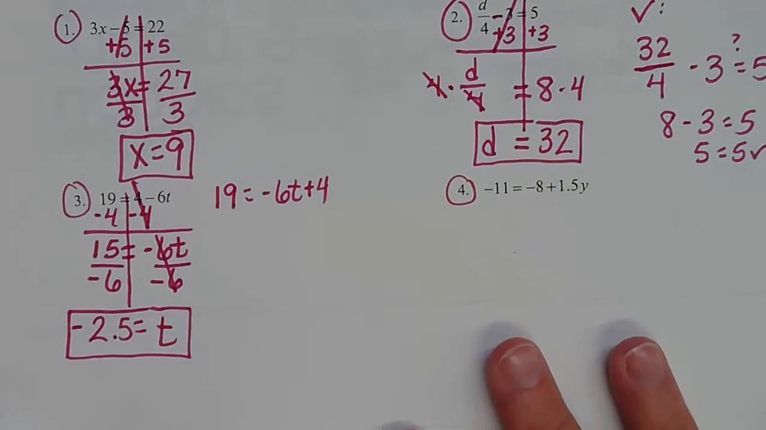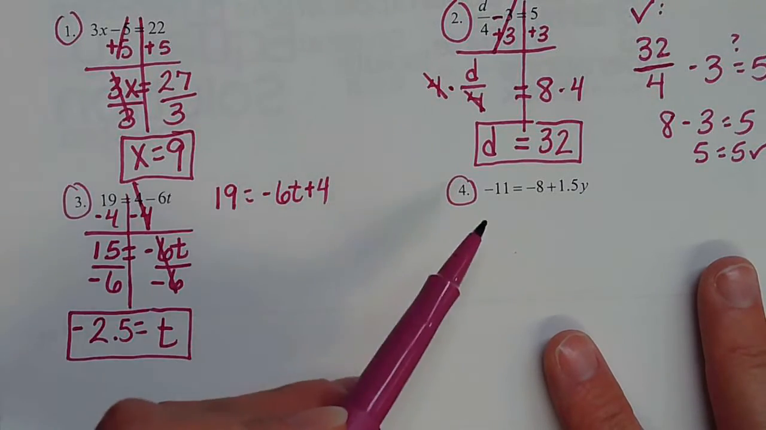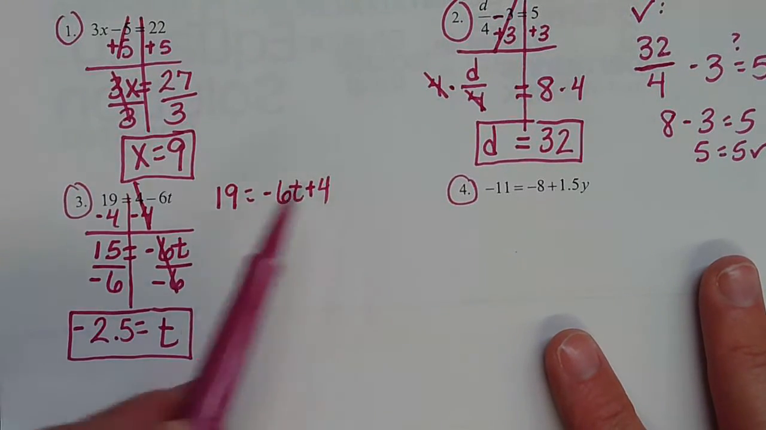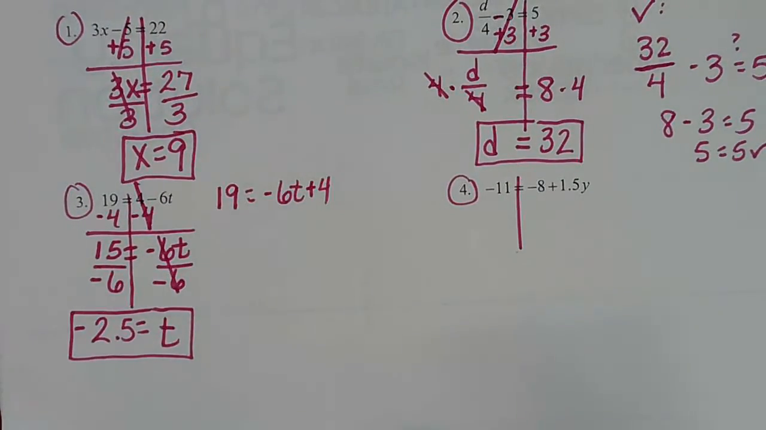Get comfortable with that if you need to. And then number 4 is very similar to number 3 in the sense that they have them backwards.